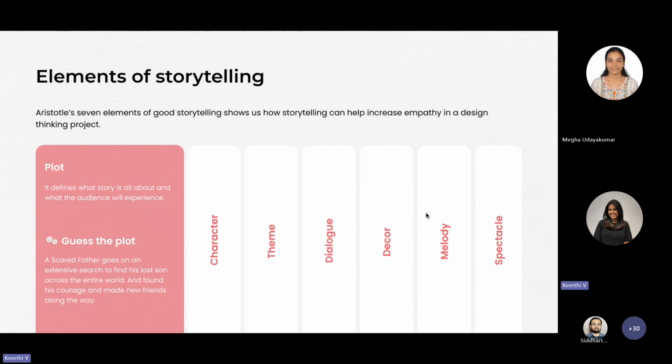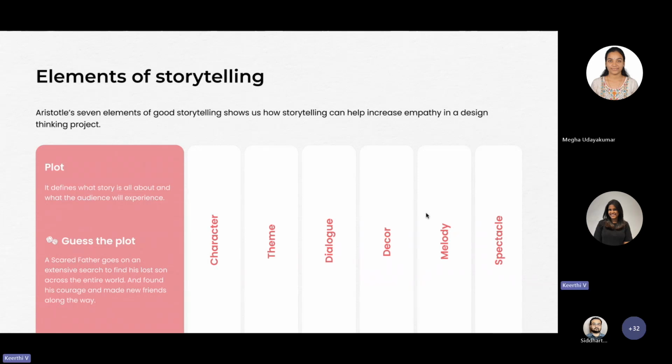So let's start. The first one is plot. Plot is everything and anything about what the story is all about. It is the trailer of a movie that you're going to watch. It is, in the design field, telling the user what the user is going to experience. So we need to have a strong plot for the user to understand what they are going to experience and come back and feel that I want to experience it. So that is the power of plot when it comes to storytelling.